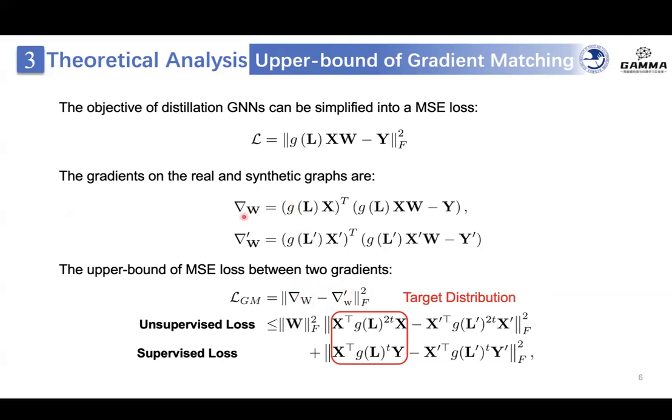So we substitute the gradients into the MSE loss, and we further derive an upper bound of this gradient matching. We can see that the upper bound consists of an unsupervised loss and a supervised loss related to the downstream task. And these two terms are the target distribution that the synthetic graphs should align.